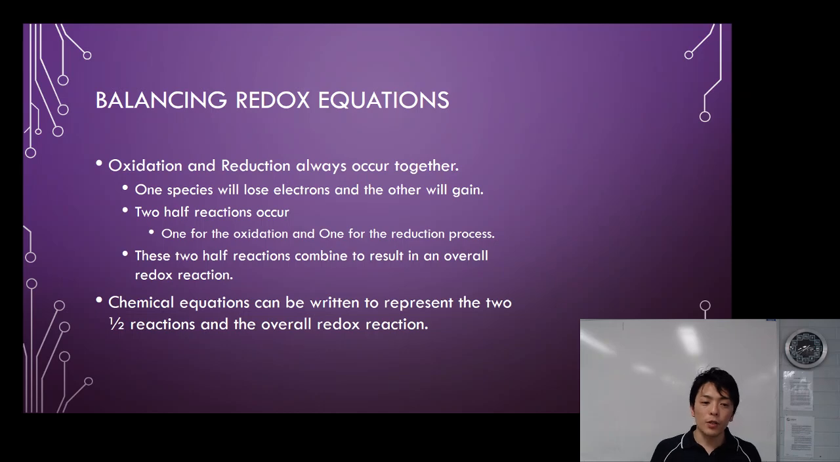Chemical equations can be written to represent the two half reactions and the overall redox reaction. I already said that, didn't I? So copy that down, please.